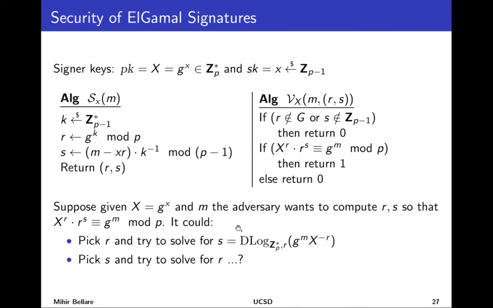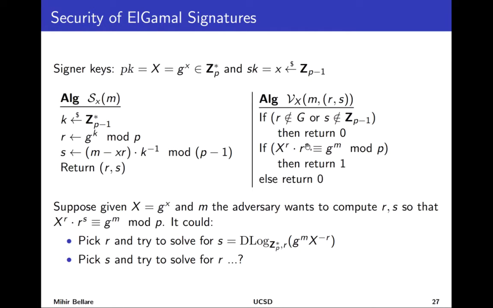How could it get such an R and S? Well, here's one strategy. Why don't I pick R in any way I want? I could even set it to 1 or pick it at random. And then I try to solve for S. But what does that mean? If I try to solve this for S, you see that S is the discrete log in base R of this quantity over here. But our adversary can't compute discrete logs. That's a hard problem.